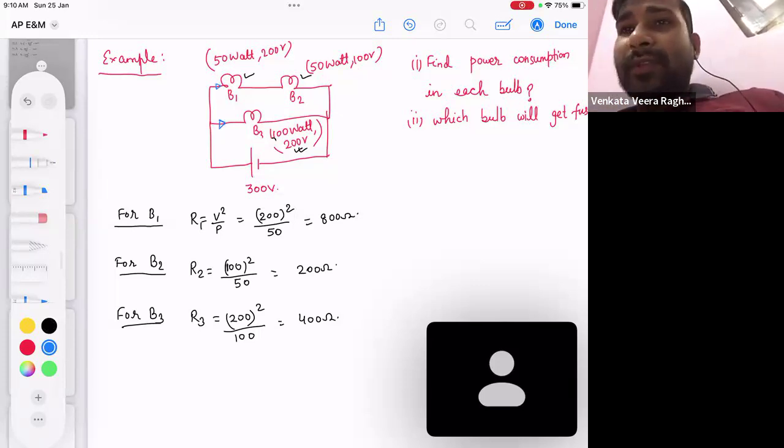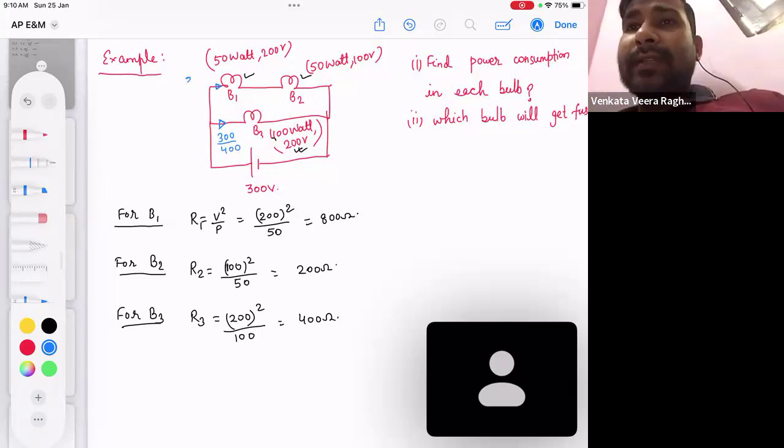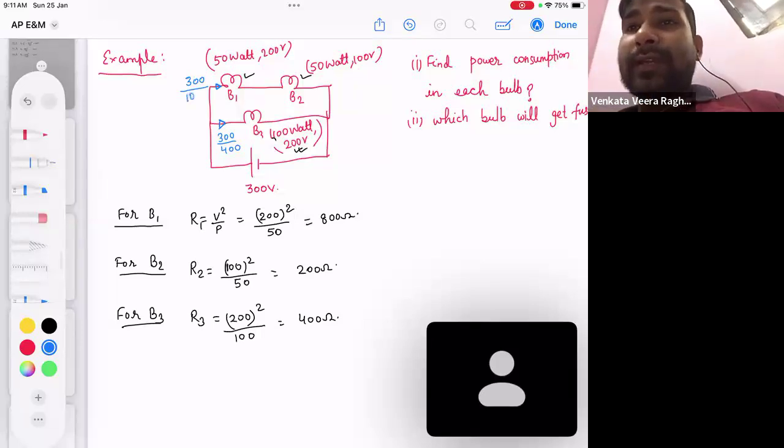So check it. If I calculate the current in these two branches, the lower branch will have current: voltage is 300, resistance is 400. Upper branch, if I calculate it, can I say this current is 300 voltage? Not 300, that is not the voltage across B1 and B2. It's the combination of B1 and B2 which gives me 300 voltage. So 300 divided by the resistance, 1000. That is the current in the upper branch. So now if I want to calculate power in each resistor, P1, P2, P3, let's check how much it is coming.